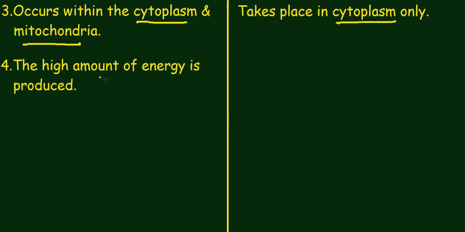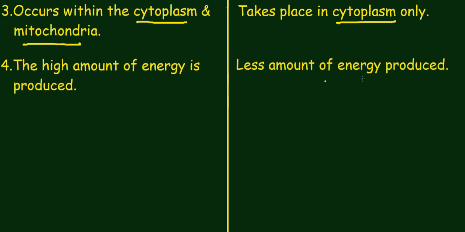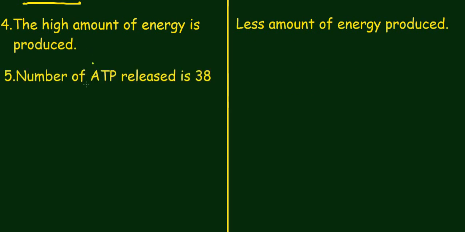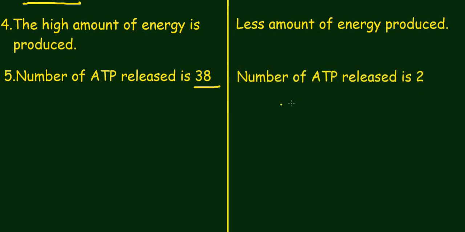For aerobic respiration a high amount of energy is produced, and for anaerobic respiration, a lesser amount of energy is produced. For aerobic respiration the number of ATP released is 38, and for anaerobic respiration the number of ATP released is 2.